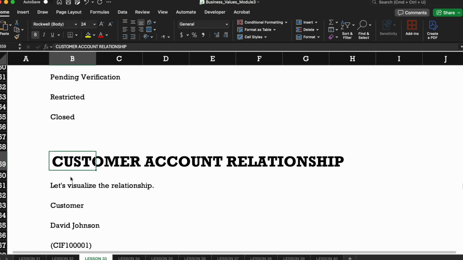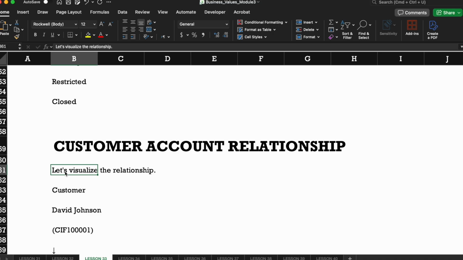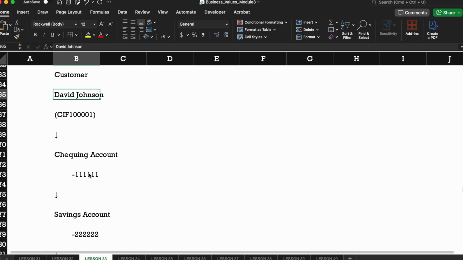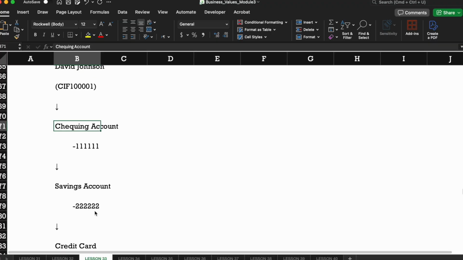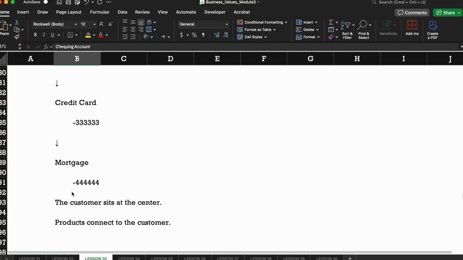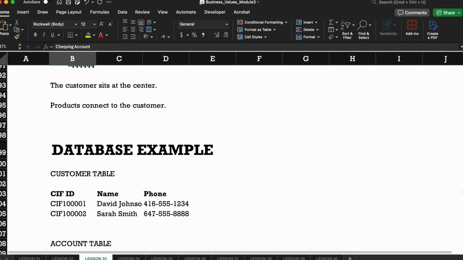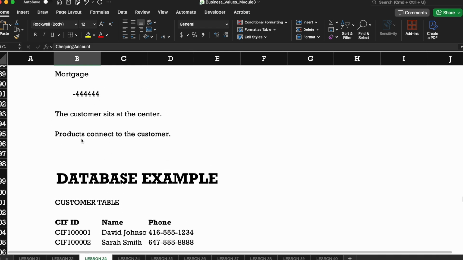So customer account relationship, let's visualize the relationship. Customer David Johnson, CIF number 10001: checking account 1111, savings account 2222, credit card 3333, mortgage 4444. The customer sits in the center right here. Customer is in the middle, then all the accounts, right? The customer sits in the center, and products connect to the customer.